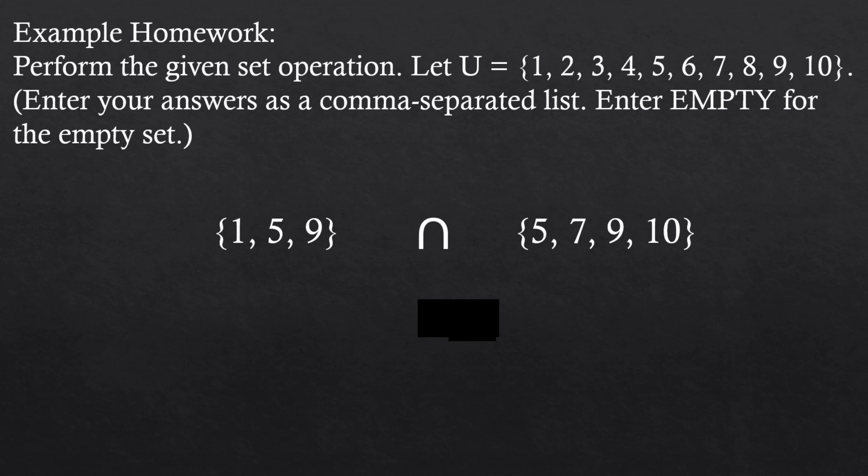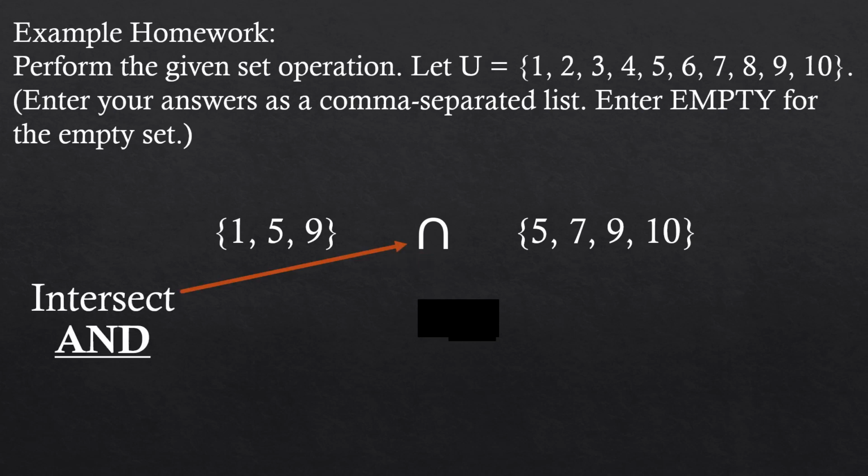Let's look at this next homework example. It's the same example of directions. You have the same exact directions and it's actually the same two sets, except this time you're asked to find the intersection. So the upside down U is the intersection. So you're looking for and, in this case, you're looking for the numbers that are in the first set and the second set. So you're looking for which elements are common to both sets.